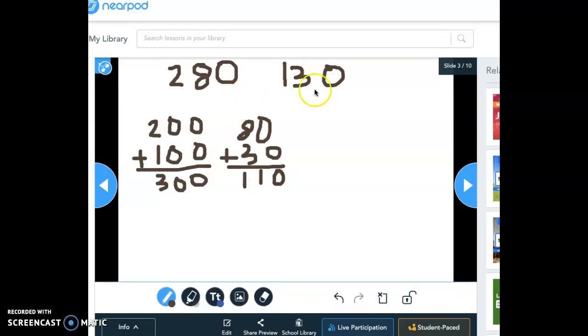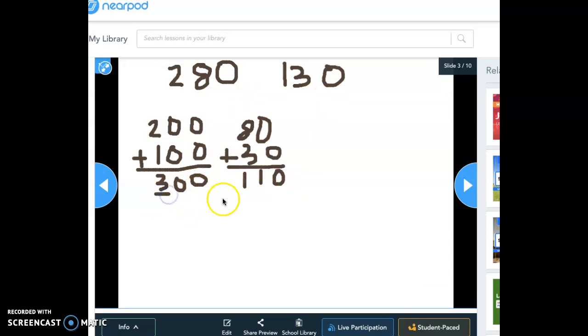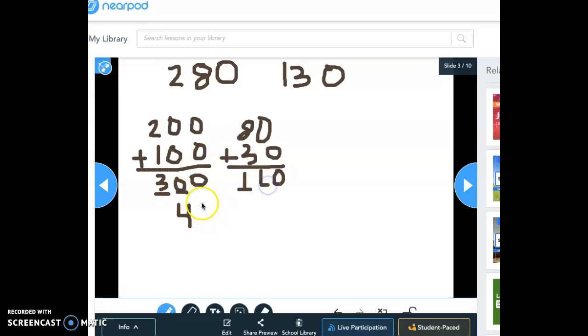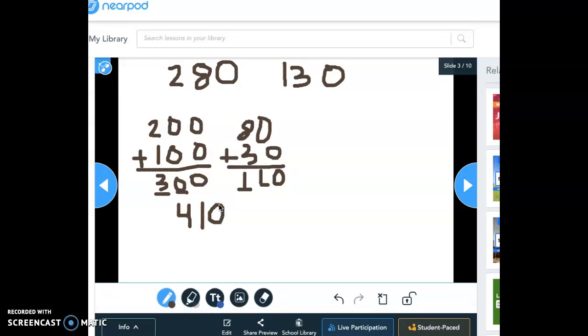And then I don't have any ones to add, so I don't need to add ones, but then I need to put these two numbers together. Well, if you notice, there is 300s in this one and 100 in this one. So we need to put those together, and that makes 400. There's 0 tens and 1 10, so that makes 110, and 0 plus 0 is 0. So the first way I did it, I got 410.